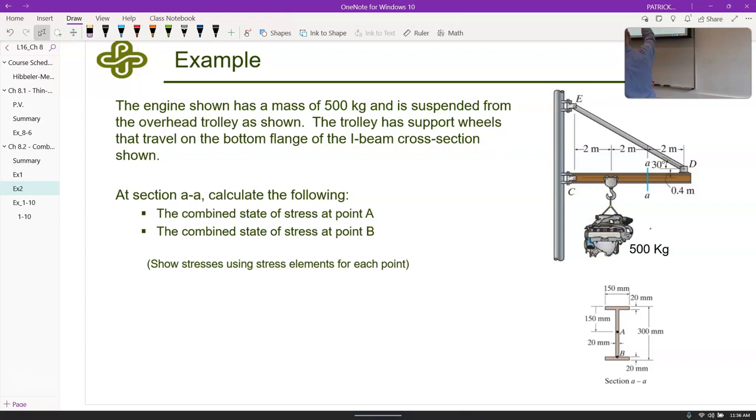So we're wanting to section our B member at section AA there and determine the state of stress. That B member is just a wide-flange member. And we're wanting to determine state of stress at point A, which is at the neutral axis of the beam. And then point B here that's at the web.